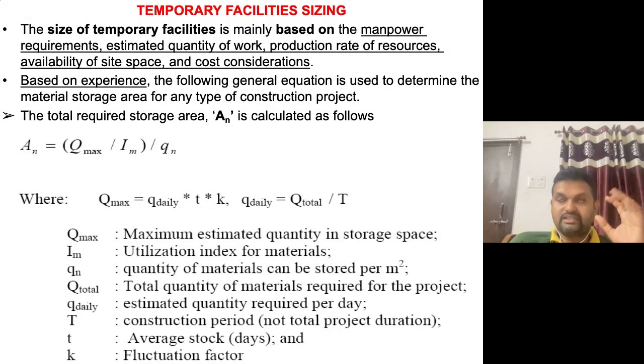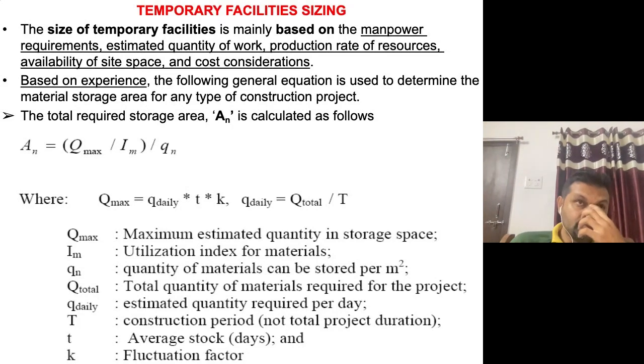Just take an example, a case of cement. For example, for total construction, the total quantity of cement I require is approximately 900 bags, or 1000 bags. What is the duration I'm going to require? One year. So how many kgs or how many bags I'm going to require per day, that I am able to calculate. So that is the Q daily quantity.